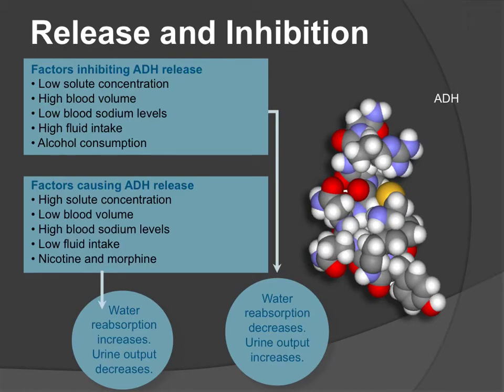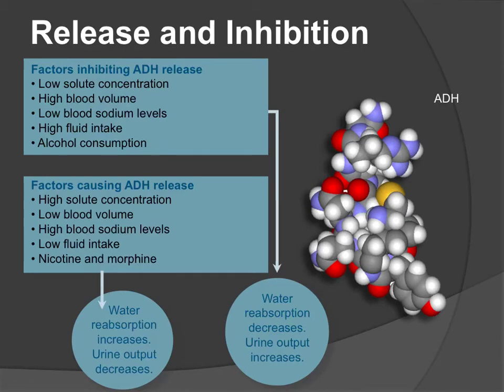Remember, ADH is antidiuretic hormone. It is a hormone that causes retention of water, and therefore the water reabsorption will decrease and your urine output will increase. Okay, so no ADH. That means that no water will be retained, and therefore the urine output will increase overall.